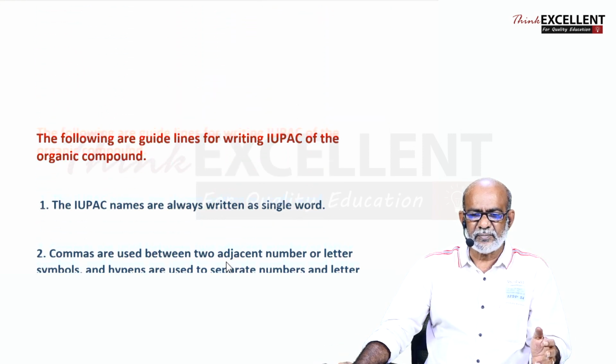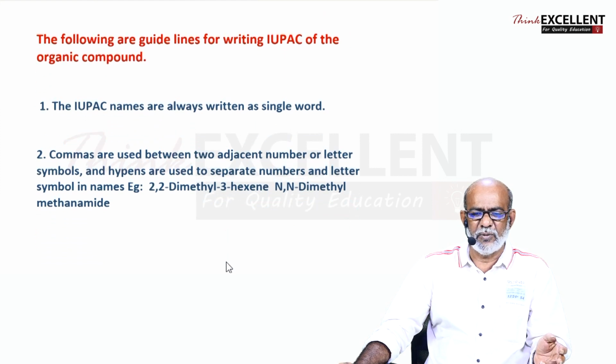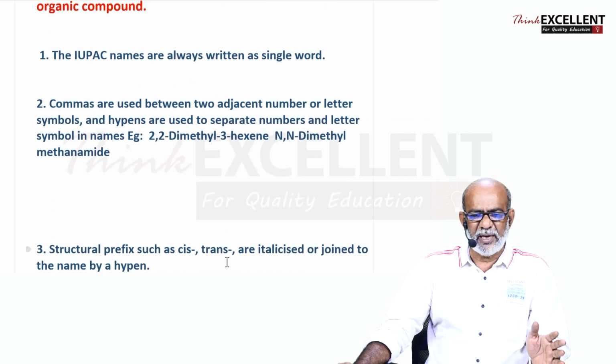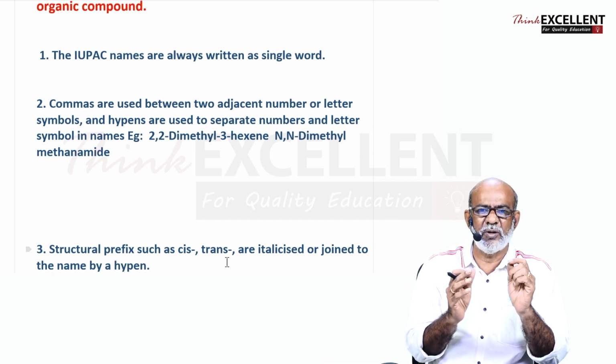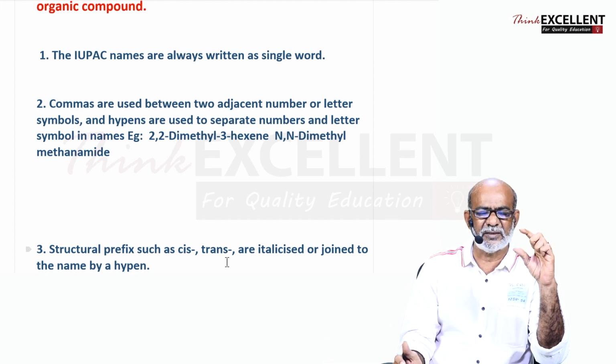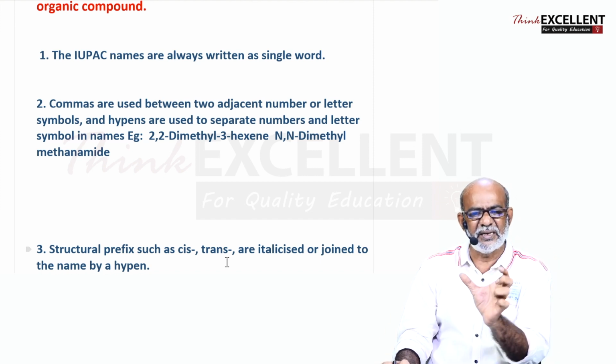Next, the following guidelines for writing IUPAC names of organic compounds. First, IUPAC names are written as a single word. In the middle, you should not write capital letters. The first letter starts with a capital, the remaining are all small letters, and it is written as a single word.